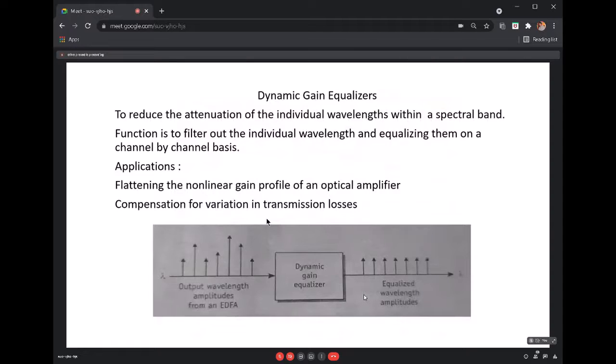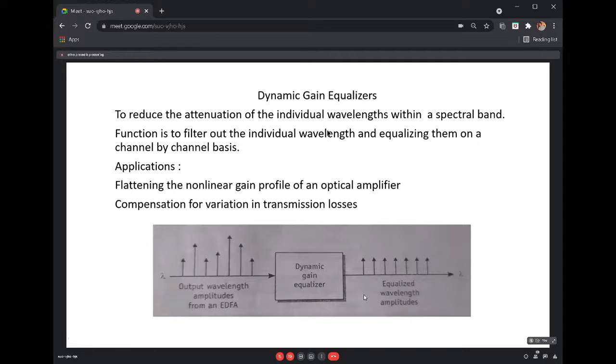Fine. Next is the dynamic gain equalizer. What are these dynamic gain equalizers? Basically, the dynamic gain equalizer is used to reduce the attenuation of the individual wavelength.